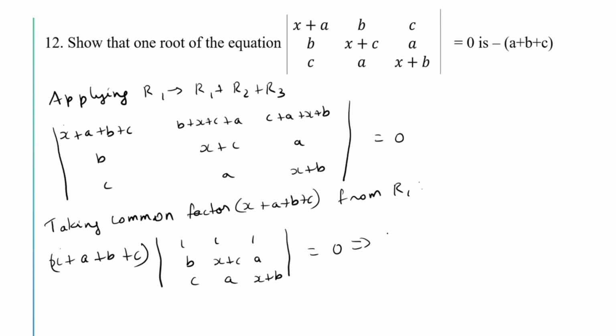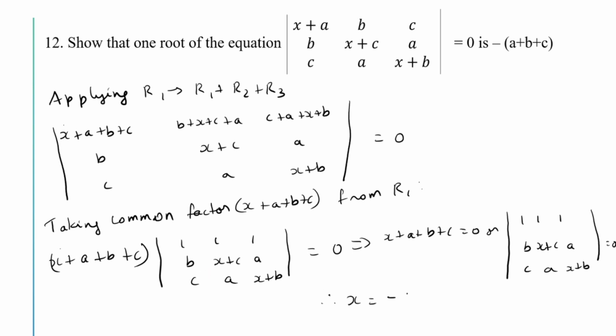So this implies x plus a plus b plus c equal to 0 or this determinant is equal to 0. Therefore, we can see that x is equal to minus of a plus b plus c is a root. Therefore, x is equal to minus of a plus b plus c is one root of the given equation.